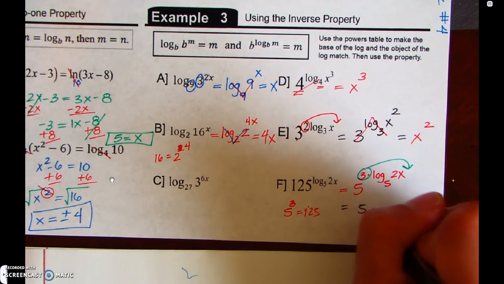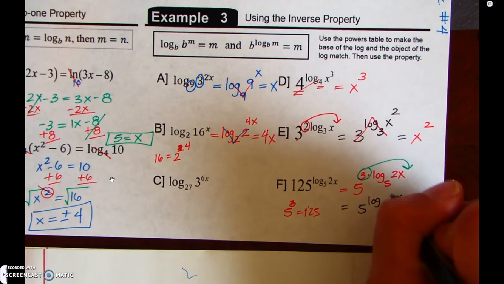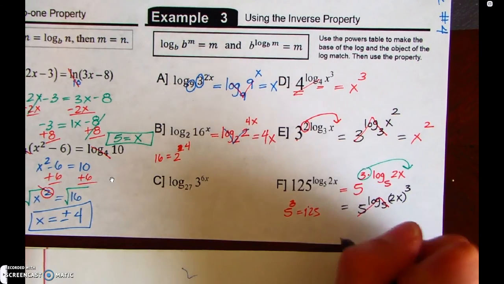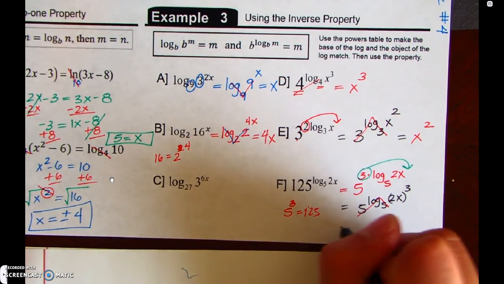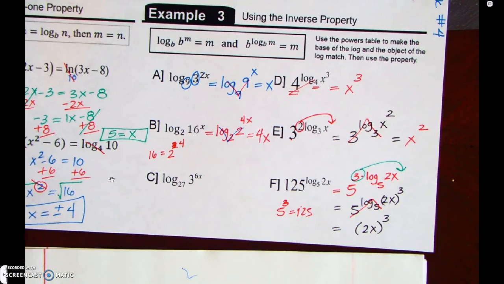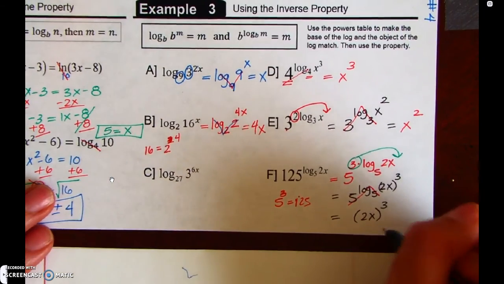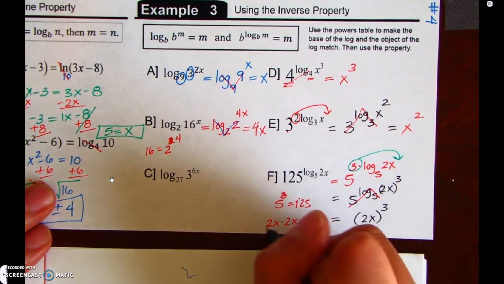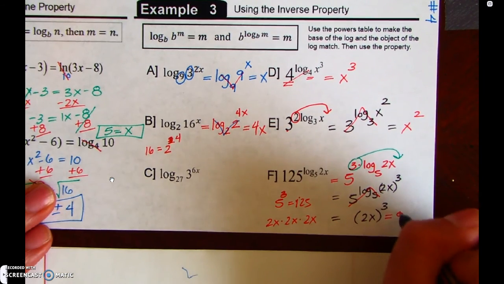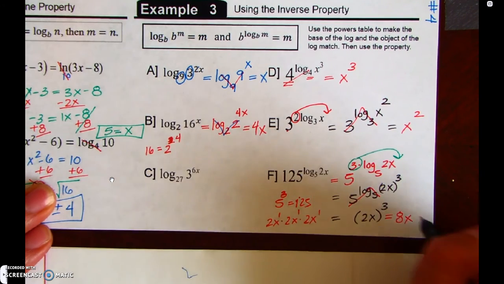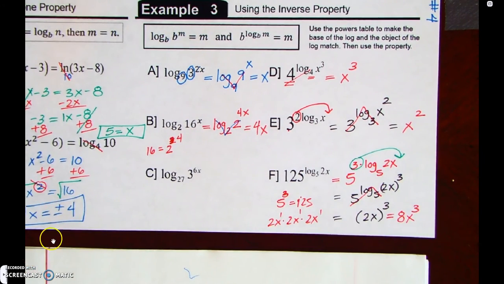You actually have 5 to the power of 5 times 2x cubed. You now have the bases and the exponents the same, so you're just left with 2x cubed. 2x cubed is the same thing as 2x times 2x times 2x. 2 times 2 is 4, 4 times 2 is 8, so I'm actually left with 8x to the power of 3.